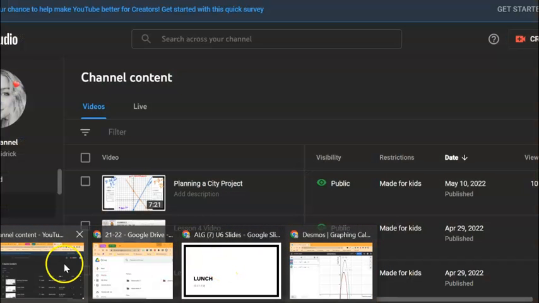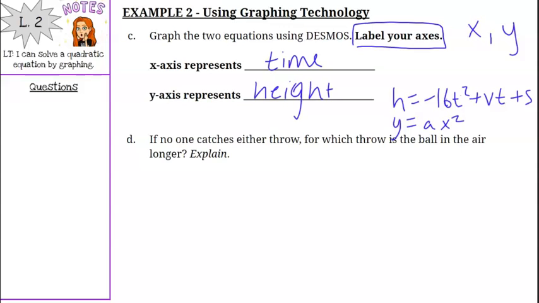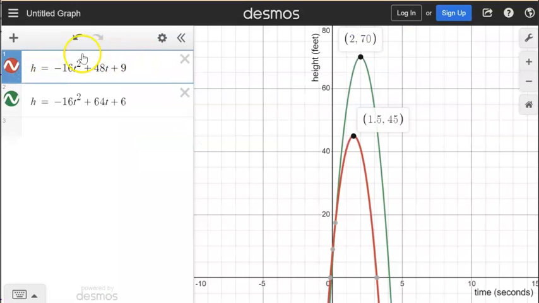So our question for this lesson is, if no one catches either throw, for which throw is the ball in the air longer? So the red one is your first throw, your green one is the second throw. I want you to figure out, is it the first throw or the second throw that's in the air longer, and tell me why.